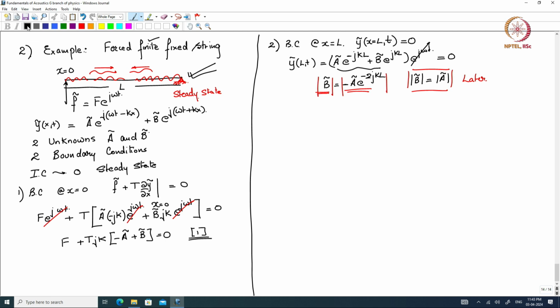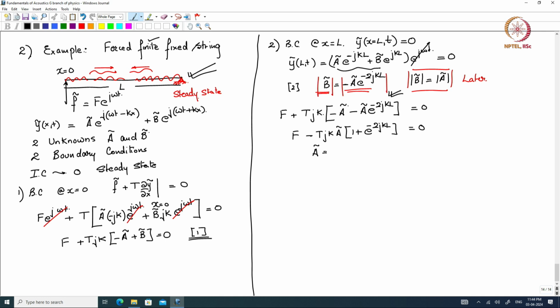Now we have both equations, so we should be able to solve it. So let us see if I can substitute this information into this information. We will call this number 2. So F plus T j k, minus a tilde plus b, which I write as minus a tilde e to the power of minus 2 j k L, equal to 0. Or F minus T j k a tilde into 1 plus e to the power of minus 2 j k L equal to 0, or a tilde is equal to F by T j k into 1 plus e to the power of minus 2 j k L.